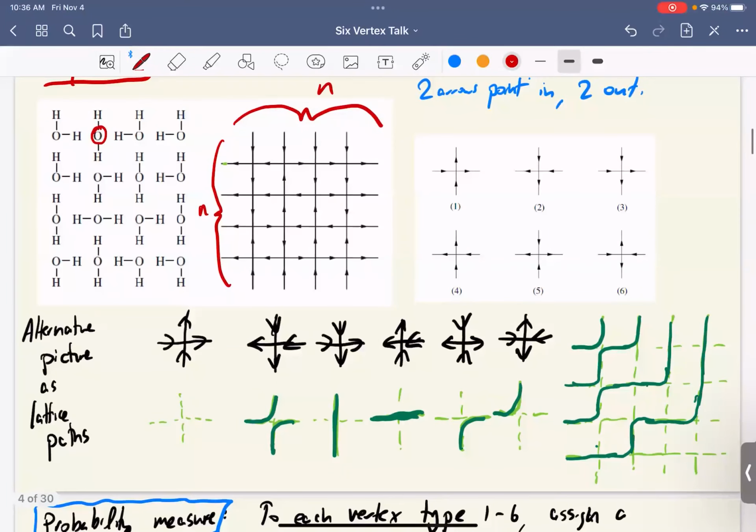Okay, so this is the picture that is easier for me to understand and that has been studied quite a bit since 1935.